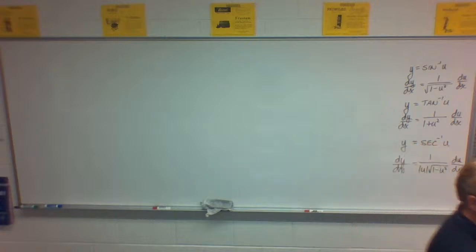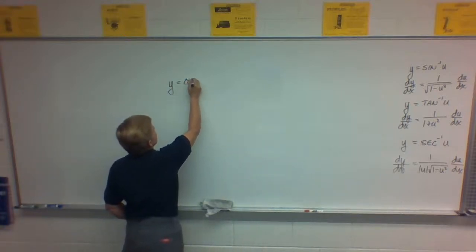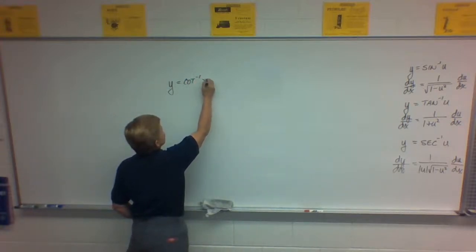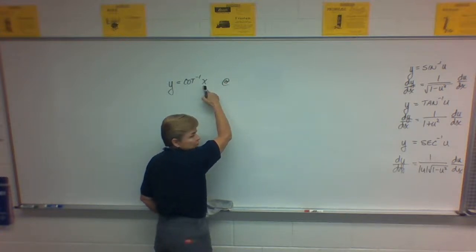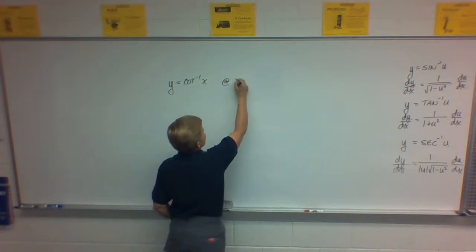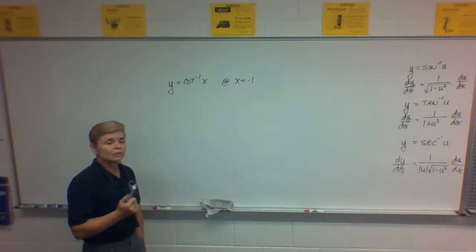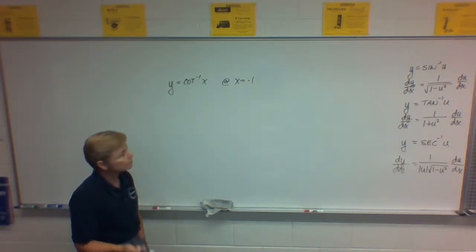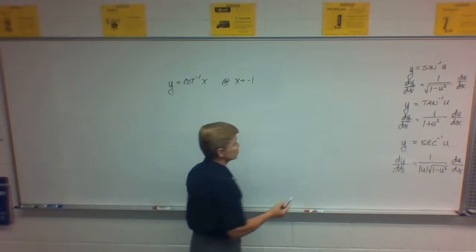So this is what we're tasked with doing. Find the equation of a line that's tangent to the graph of y equals inverse cotangent of x, is it just x? It's just x? Okay, at x equals negative 1. What do we need to write the equation of a line? A point and a slope. What do we have?